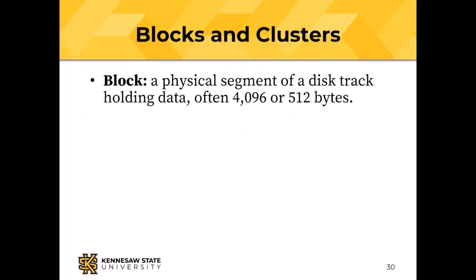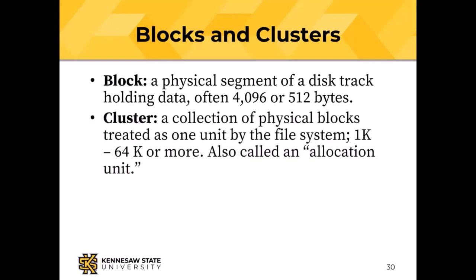Now I told you a little bit ago that a file with particular exceptions always occupies one cluster. A block is a segment of disk. Usually in modern disks, the block size is determined when the disk is manufactured. Modern disks tend to have 4,096 byte blocks, older disks 512 byte blocks. The cluster is the collection of blocks used by the operating system as one physical unit. Clusters are also called allocation units. For example, we might have a 64K cluster size.